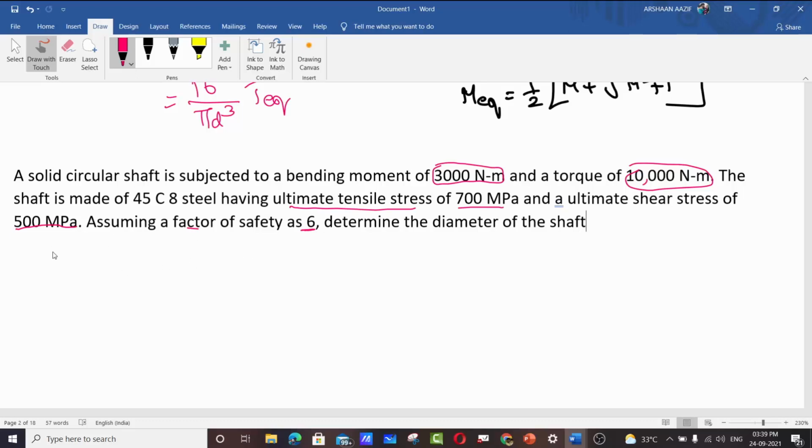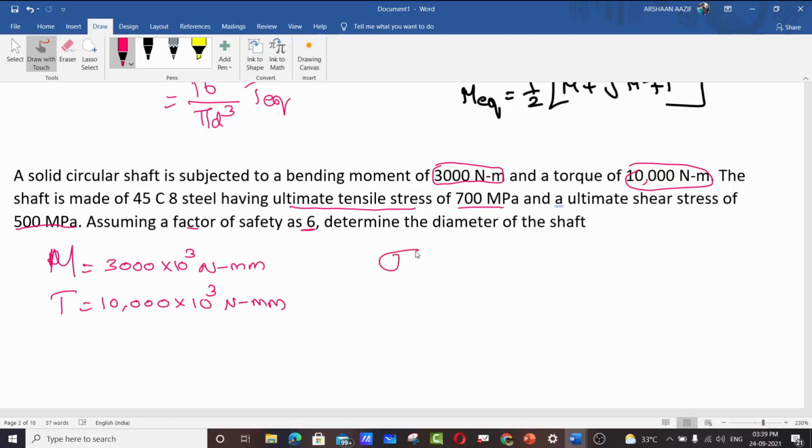It is given that the bending moment M acting on the shaft is 3000 Newton meter. I am converting it into Newton mm, so it is 3000 into 10 power 3 Newton mm. The torque acting on the shaft is 10,000 Newton meter. Again it will be 10,000 into 10 power 3 Newton mm.